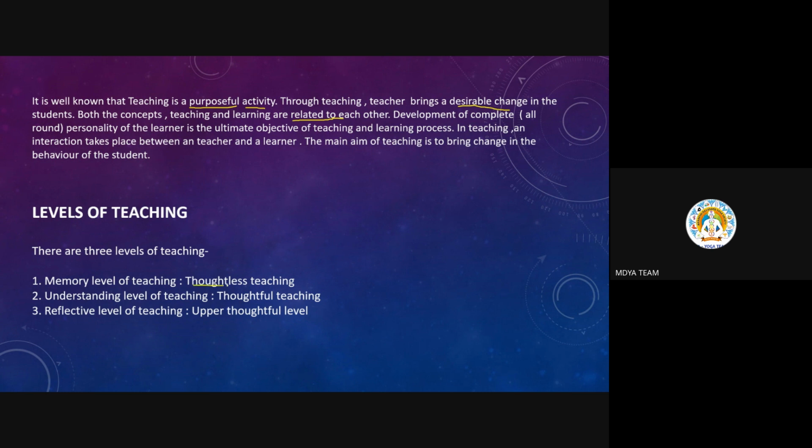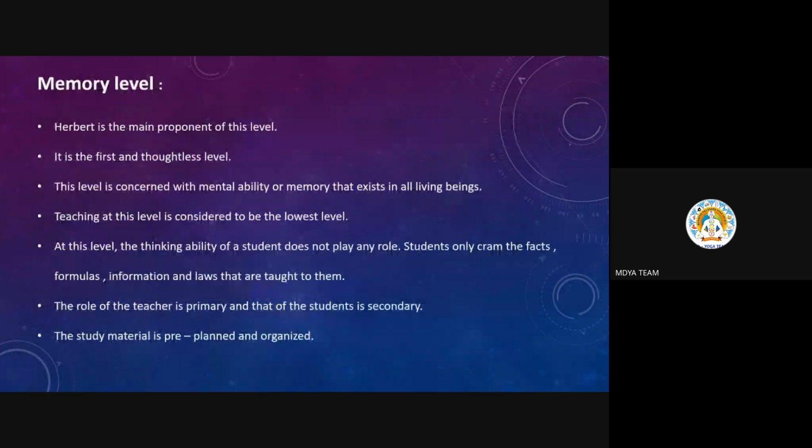So in this type of teaching, the learner acts as a thoughtless person. Understanding level of teaching is thoughtful teaching, and the reflective level is the upper thoughtful level. Now we will learn this in detail. Memory level of teaching. Herbert is the main proponent of this level. Remember the name. Memory level was given by Herbert. It is the first and thoughtless level.